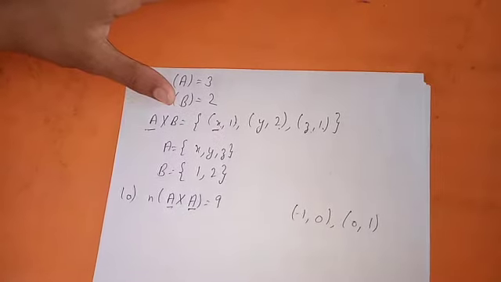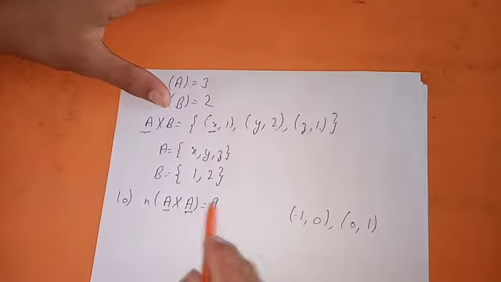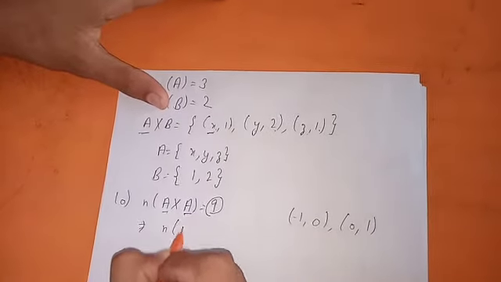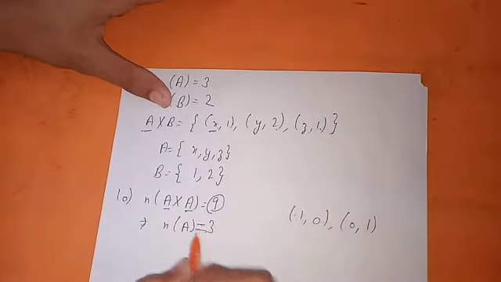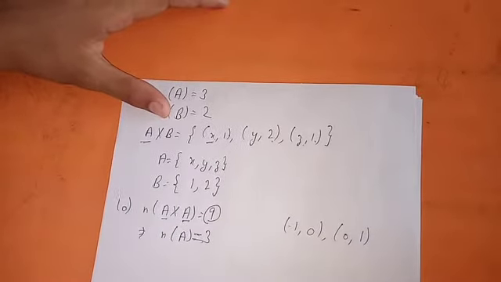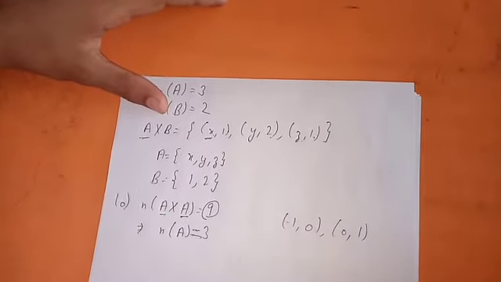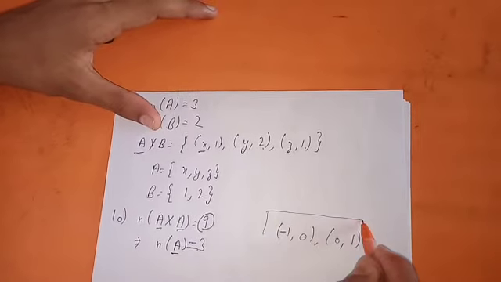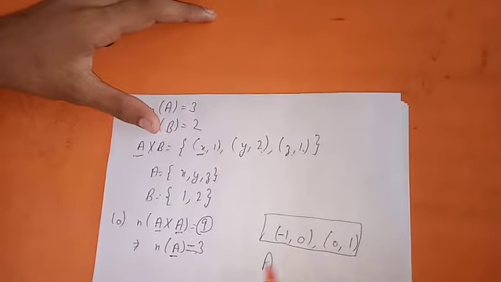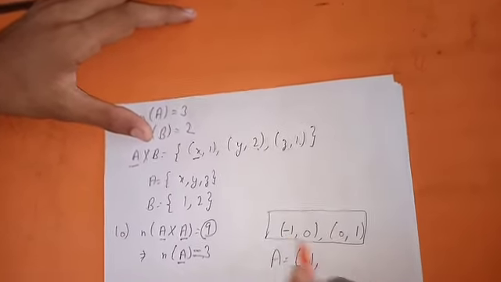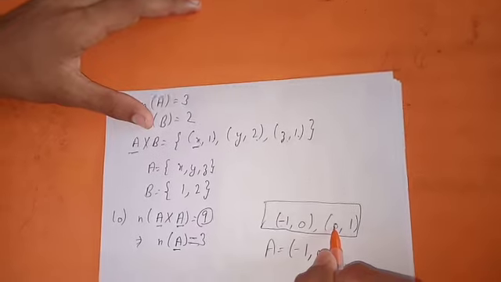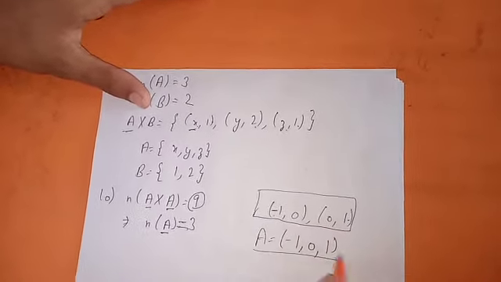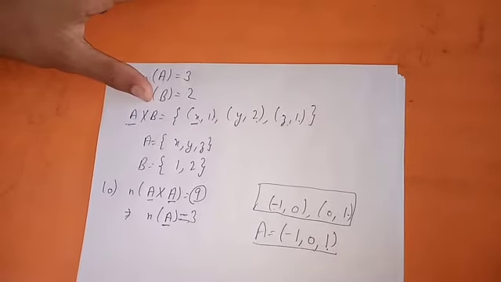Now only one set is given to us, that is A. And how will A cross A have 9 elements? It is possible only when n of A is 3. And whatever be the elements written in our pairs, they all represent the set A. So from these two we can find the 3 elements. So what is our set A? That is -1, 0, 0 we will include only once, so 0, and the remaining is 1. So it is our set A, and using this we will find our A cross A.